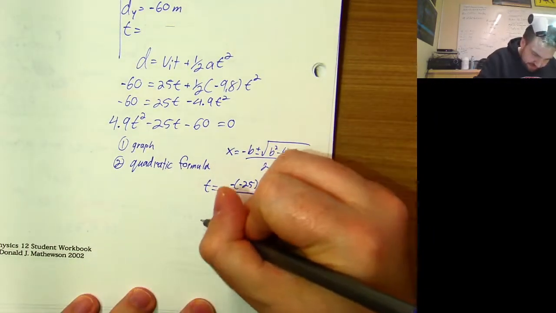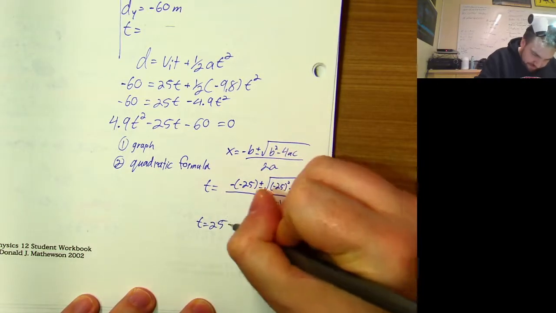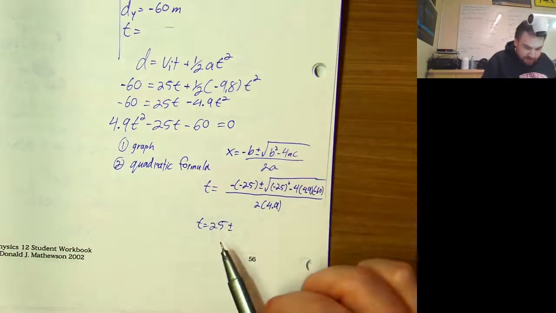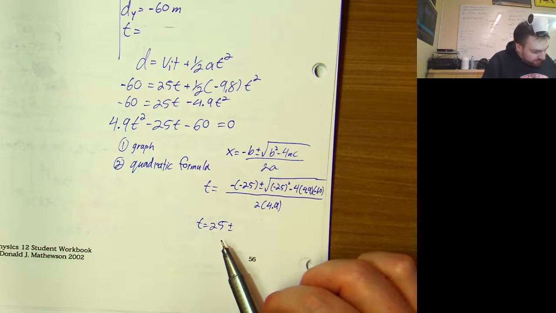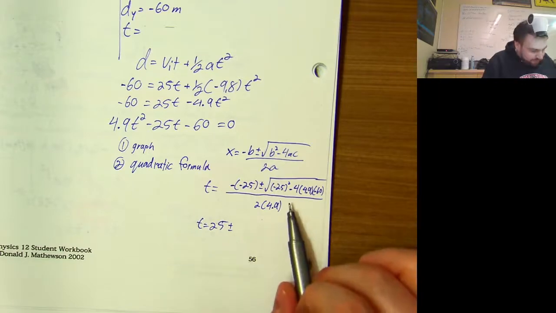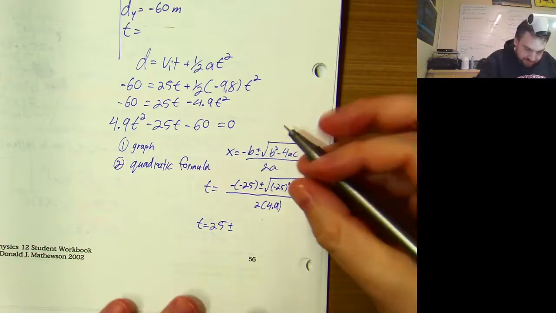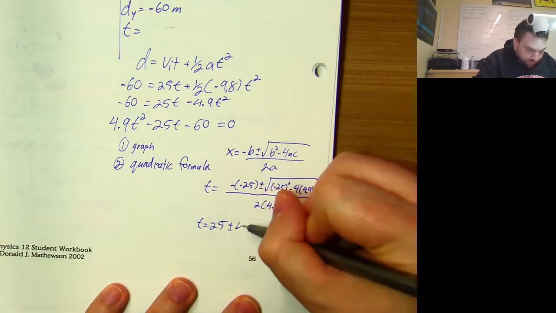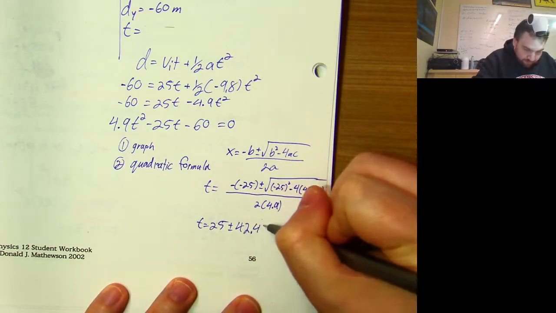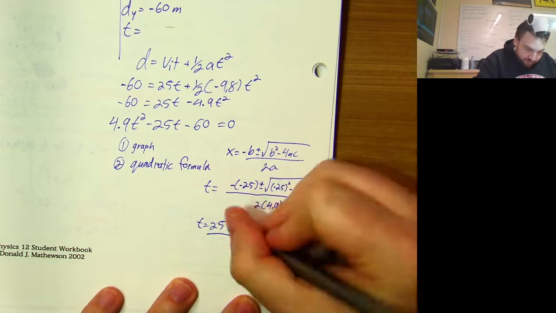So I'm just going to simplify this a little bit. t is equal to 25 plus or minus the square root of negative 25 squared minus 4 times 4.9 times negative 60. And I'm going to square root that right away. So it's going to be 25 plus or minus 42.44, all over 9.8.